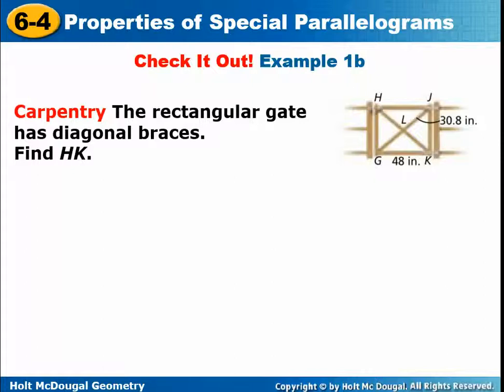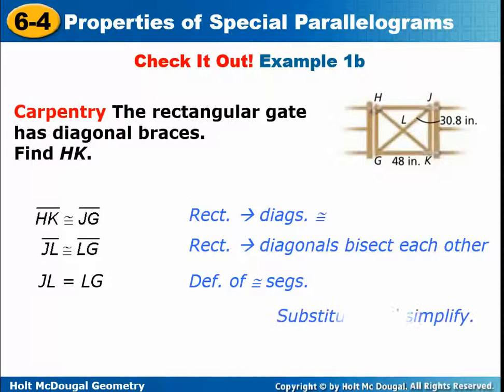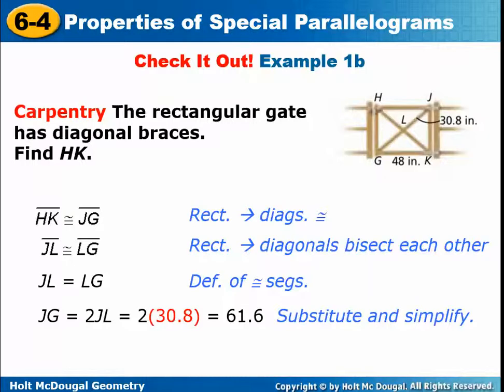And then it says it has diagonal braces. Now they want us to find HK. So here's what I was going to do earlier, in that you would have then that JL is congruent to LG because diagonals bisect each other, so L is the midpoint. So we know that the length of JL is equal to the length of LG, which is 61.6. And that's not what they wanted us to find. They want us to find HK, but HK is equal to JG. So it also will be 61.6.